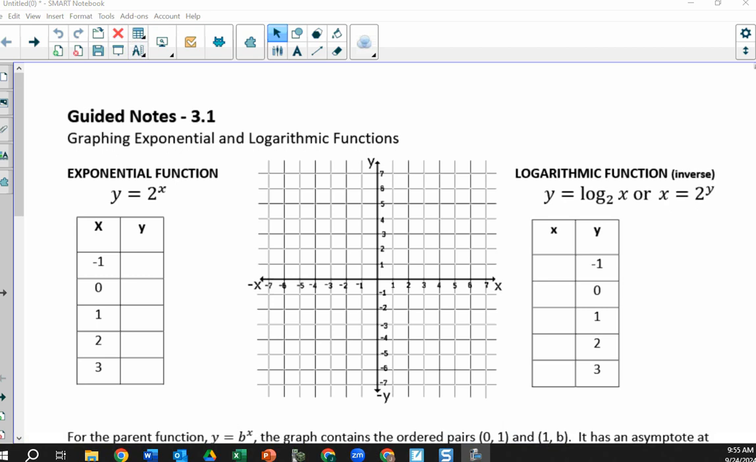Okay, guys. Let's start filling in a little bit of info about our graphs here. All right, guys, up here.